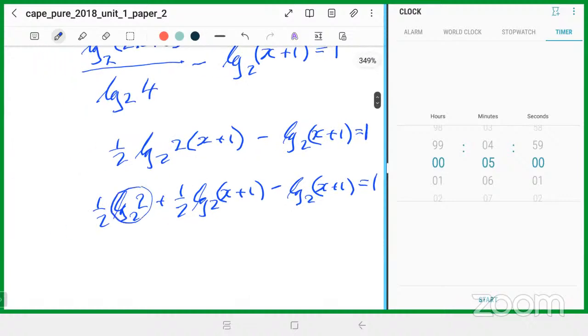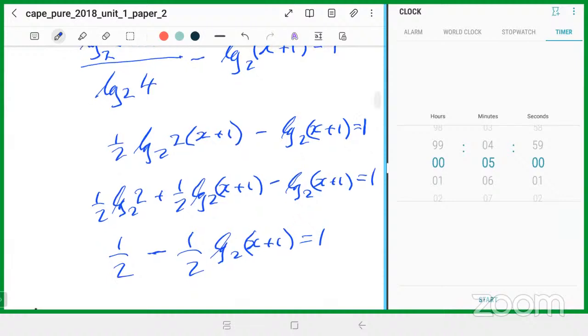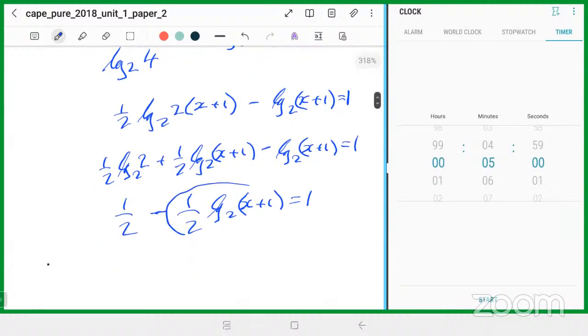But this right here is equal to 1. Log of 2 to base 2 is equal to 1. So the whole of this just works out to be a half. And then this becomes a half of something minus 1 of that something, so I get negative a half. I'm going to get minus a half log to base 2 of x plus 1 equals 1.